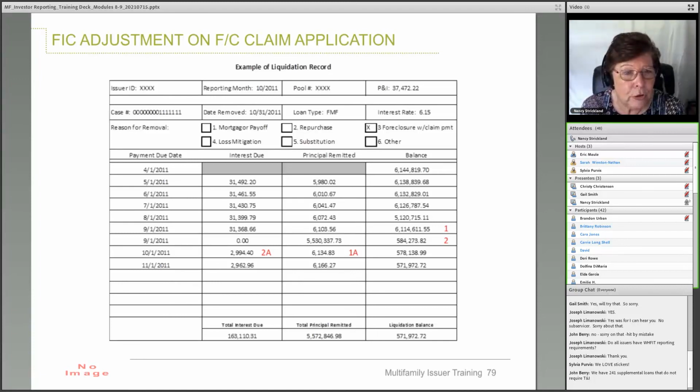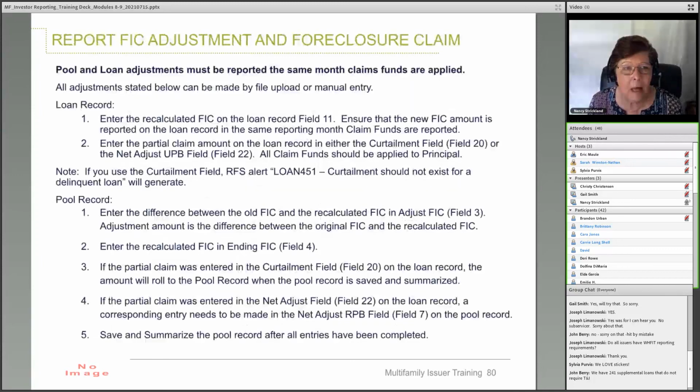If you will notice under the interest due column right beside 2A, the amount of interest from the previous month went from $31,000 down to $2,900. So this is the big adjustment that is made. If we hadn't made that adjustment, the scheduled principal would have been around $30,000. The next slide is additional information on reporting the adjustments.